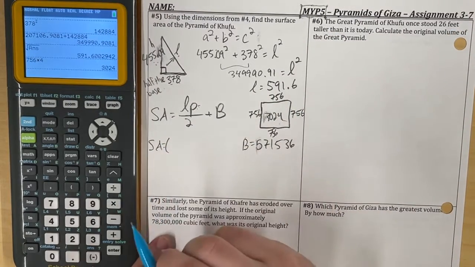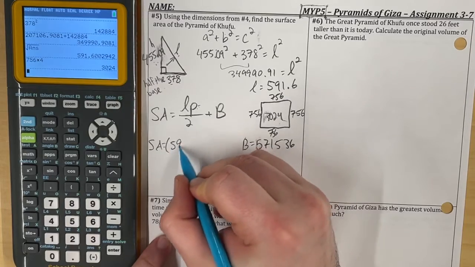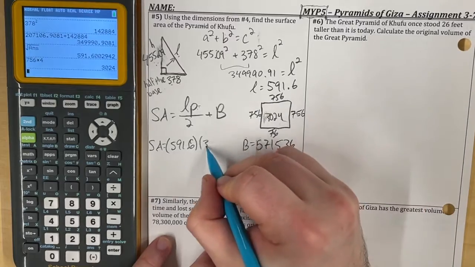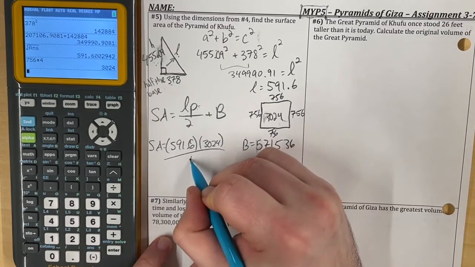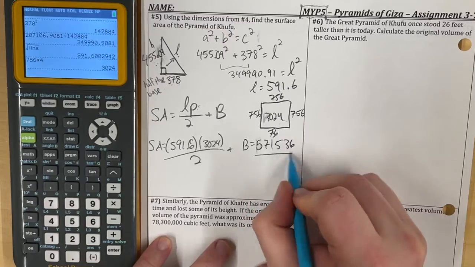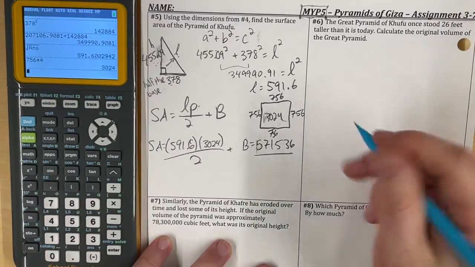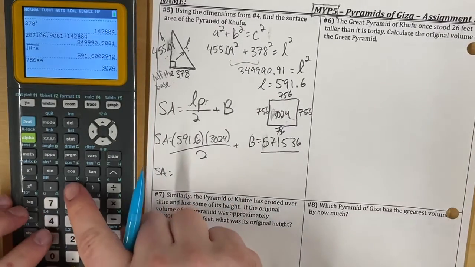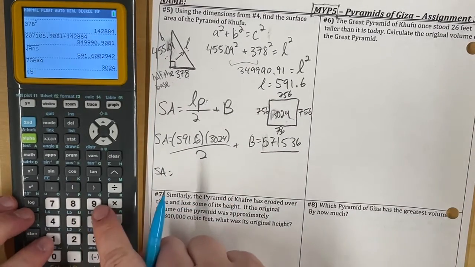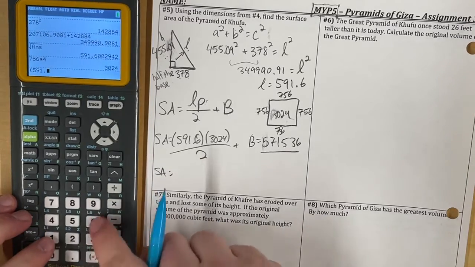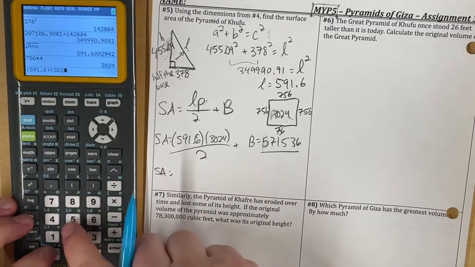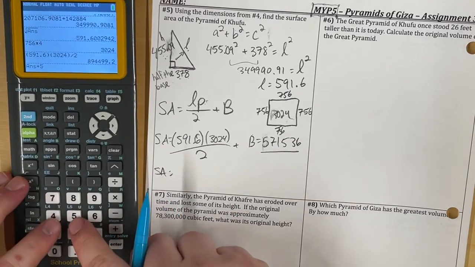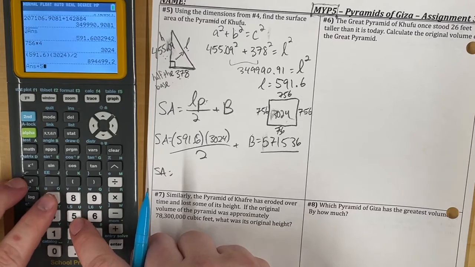So surface area is equal to that slant height times the perimeter of the base, so we have 3024 divided by 2, plus that big B, which is that 500,000. Make sure to type it in carefully. I have in parentheses those values for ourselves. Make sure you multiply carefully, and we divide by 2. And then we take that value and add the area of the base as well.